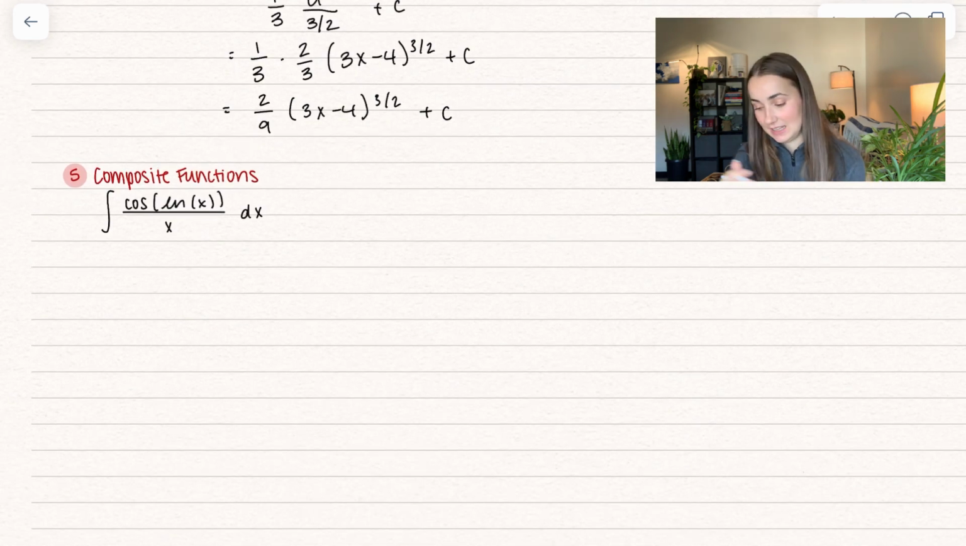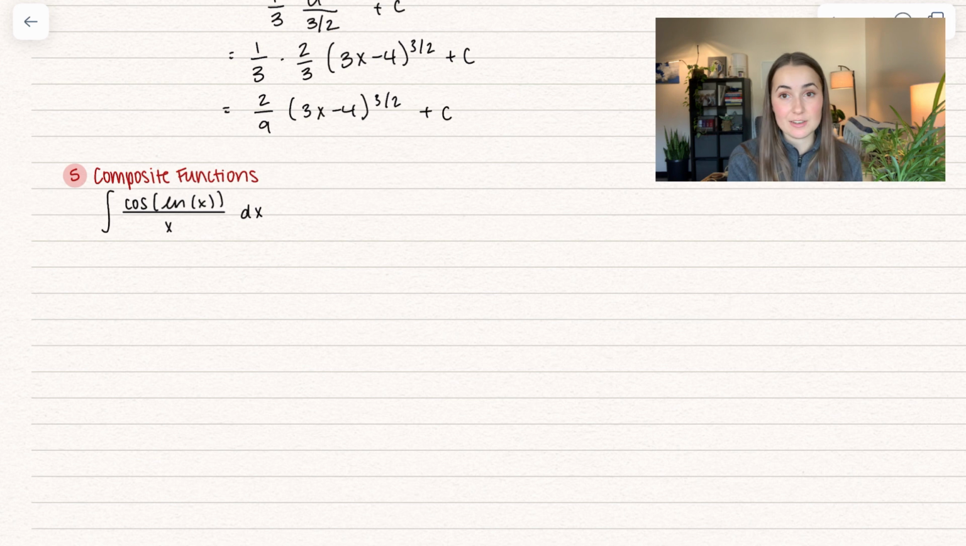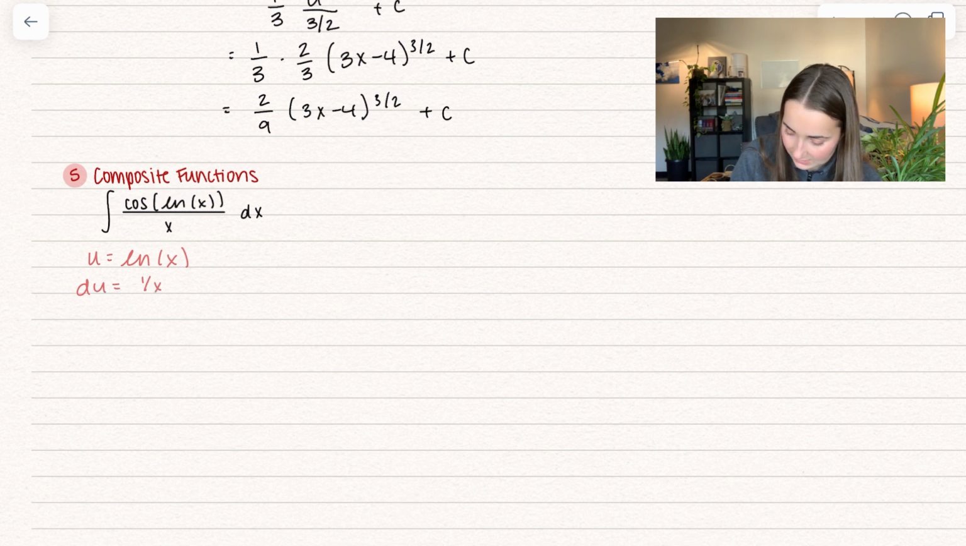Okay, so another common one is composite functions. So when we have, like in this example, cosine of the natural log of x, so when we have two functions composited together like that, always set u equal to the inside. So u is equal to the natural log of x. That tells me that my du is going to be equal to 1 over x times dx. So what I'm going to go ahead and do is multiply both sides by x. So then this 1 over x cancels with the x, and we get x times du is equal to dx.